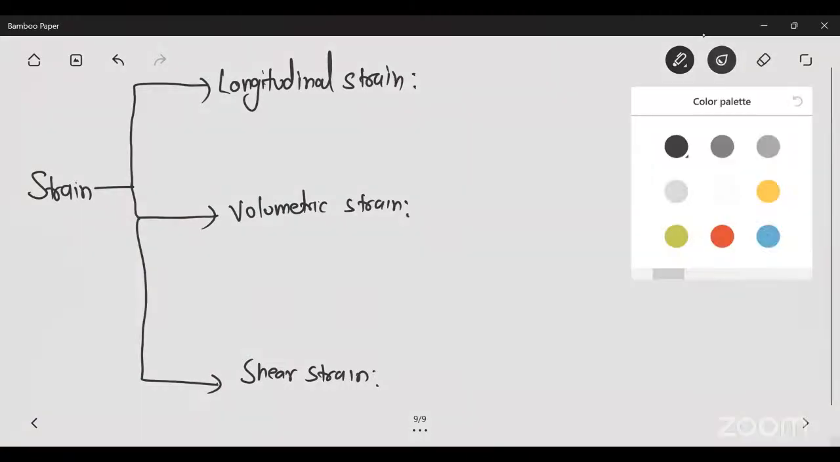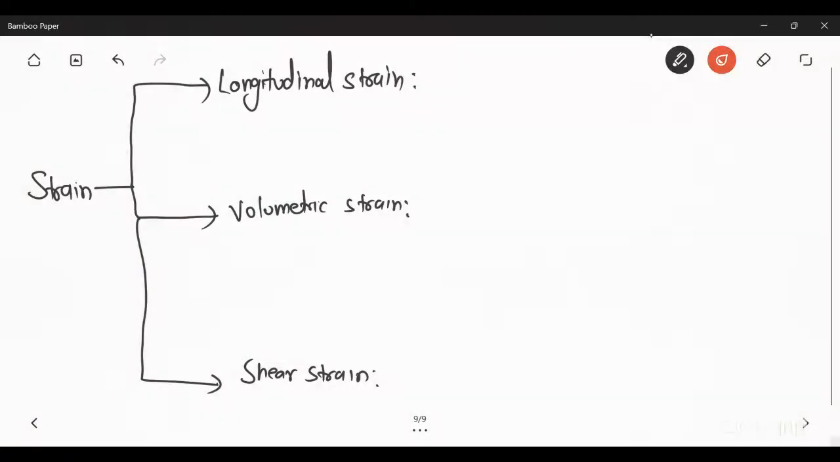First is longitudinal strain. Taking an example, suppose this is a body of length L. If we apply a force on this body, what will happen? The length of the body will increase by delta L.